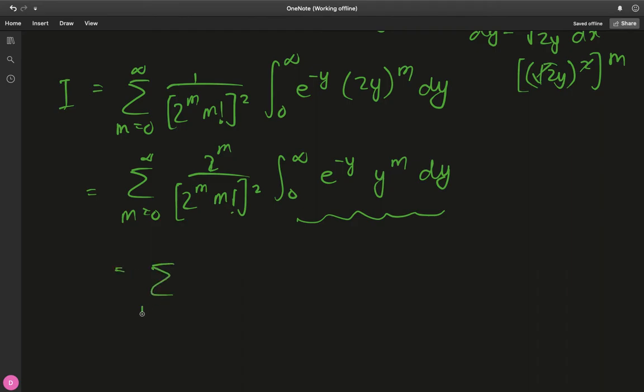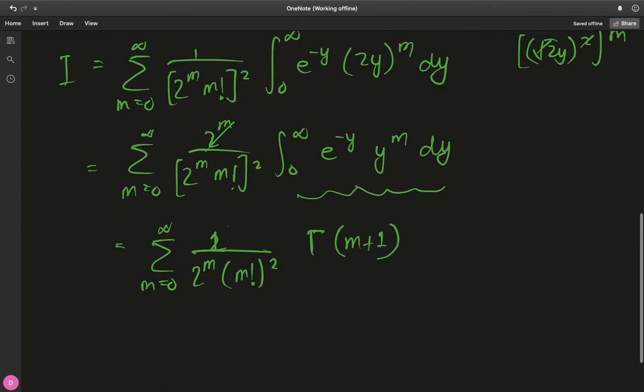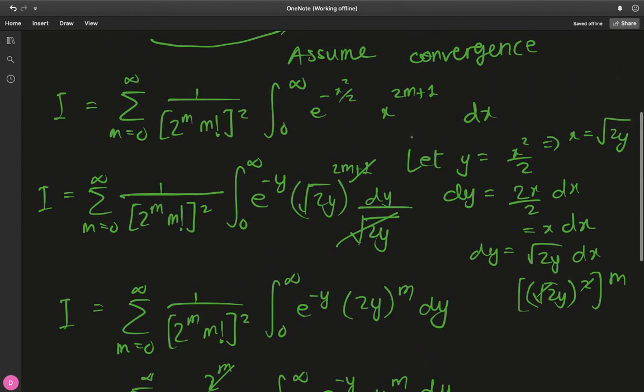So we have the sum from m equals 0 to infinity of, the 2 to the m will cancel off nicely with one of this, so we just have 1 over 2 to the m, and we still have the m factorial squared. This is gamma of m plus 1, as I suggested. That was the entire purpose of using this y substitution, because we had an integrand that almost resembled the gamma function interior.